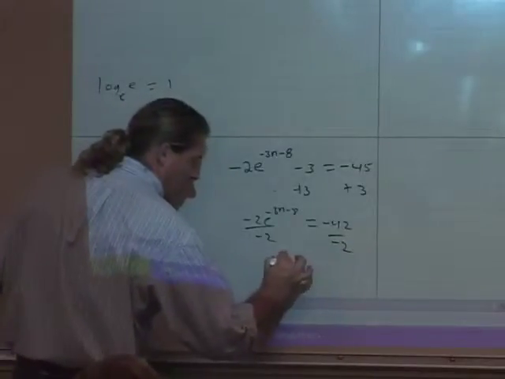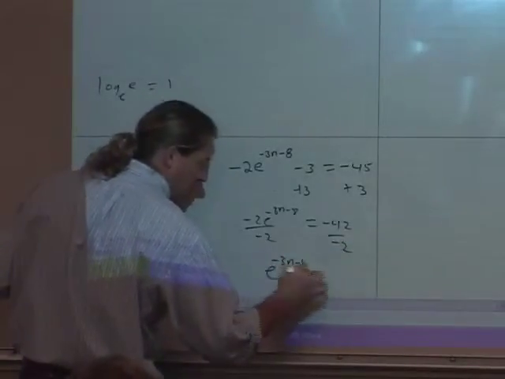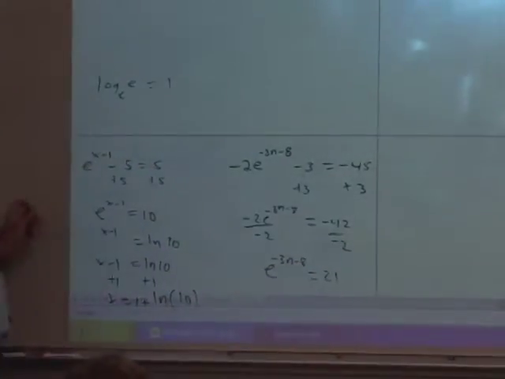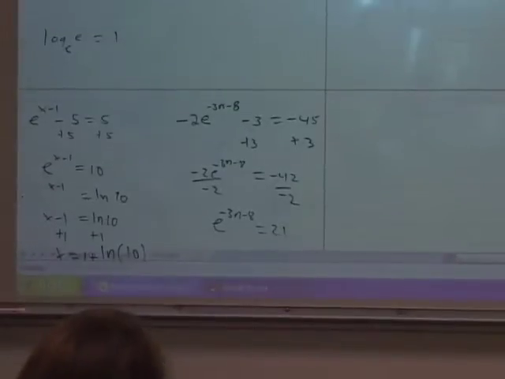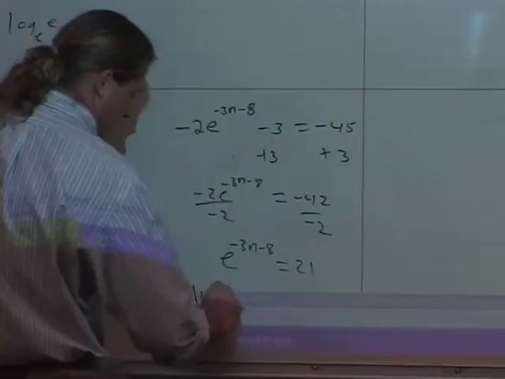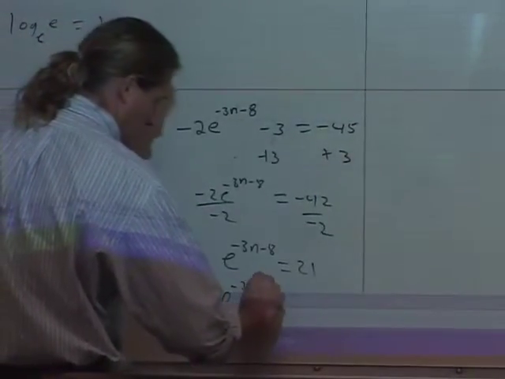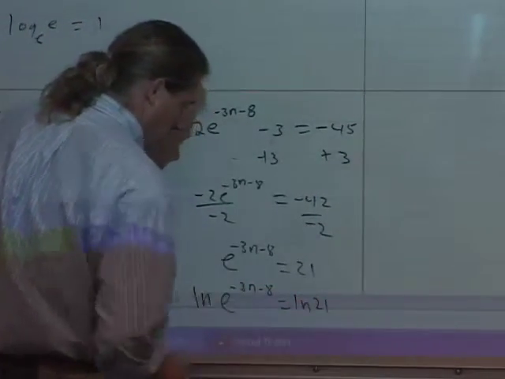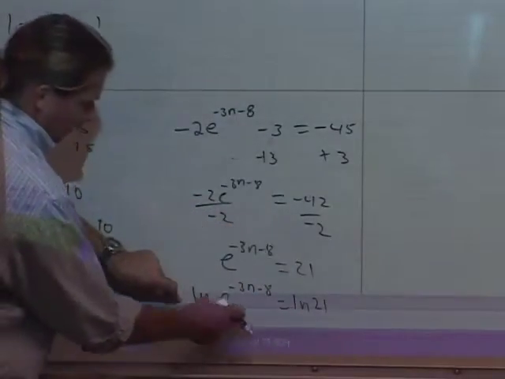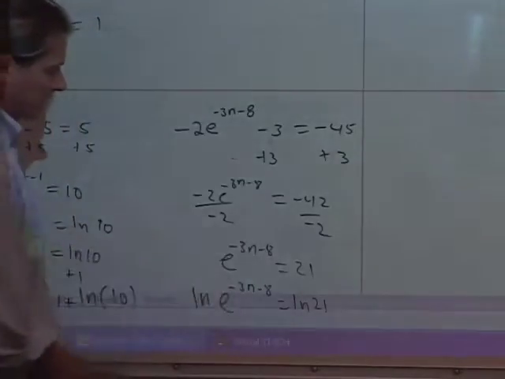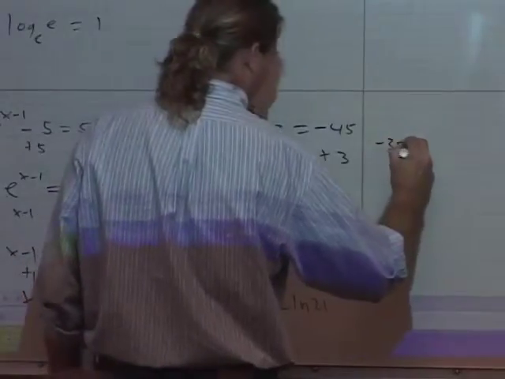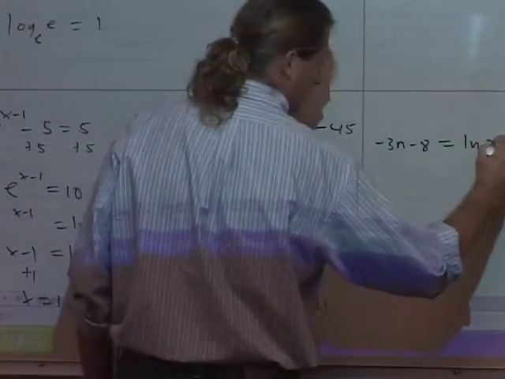So again, our goal here is to isolate the e raised to a power. This is going to be 21 positive. And then finally I have the exponential equation all by itself. The next step is to take the natural log of both sides. These cancel each other. If you will, this moves out front and the ln of e is 1, so it'll be 1 times that, which basically is just that. So you have minus 3n minus 8 is equal to the ln of 21.